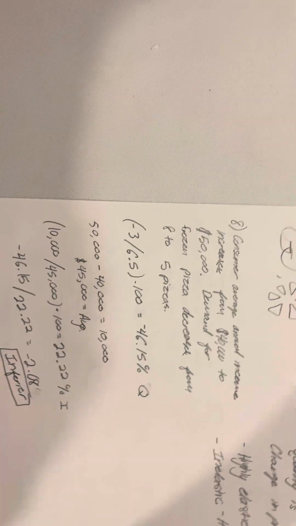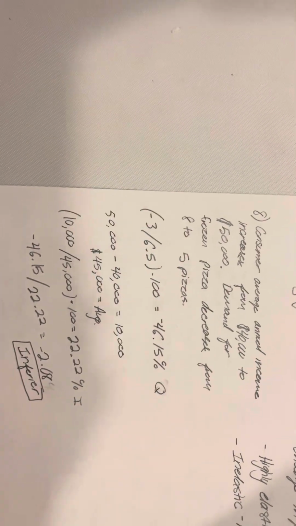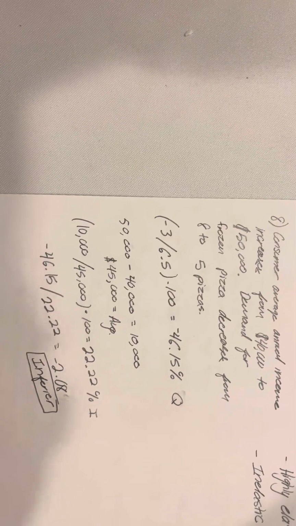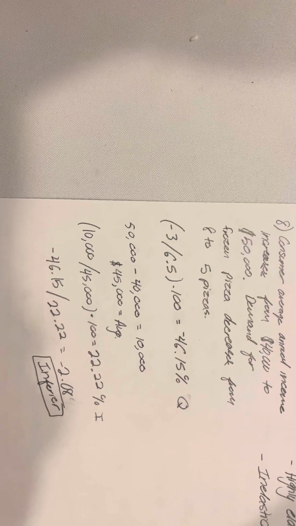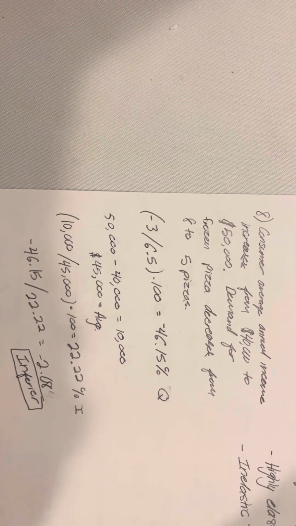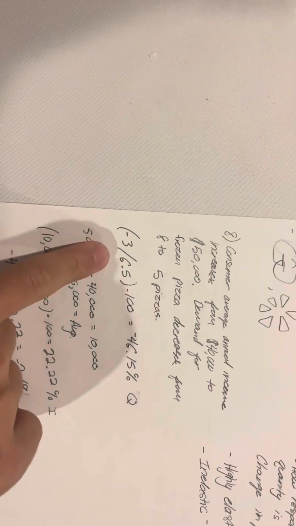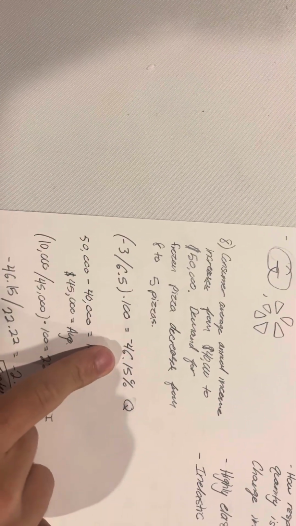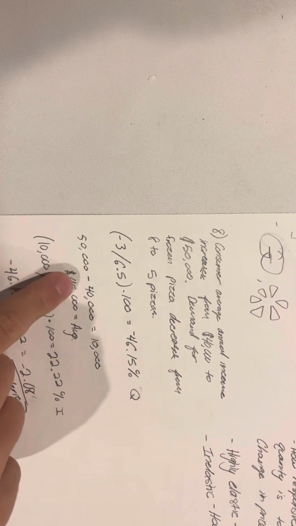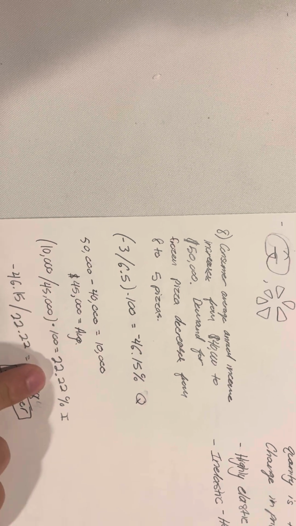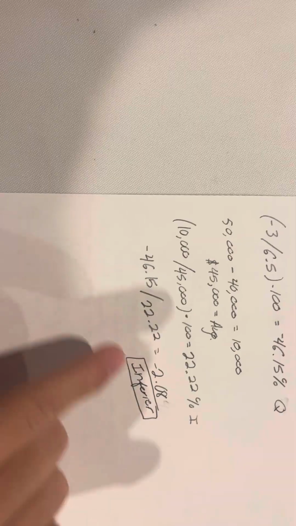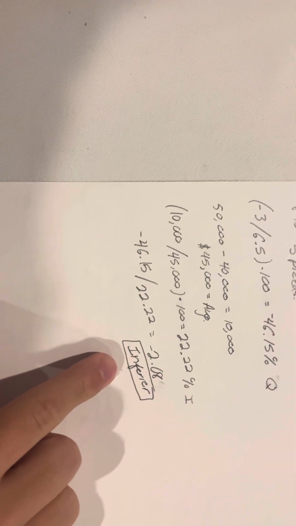So now let's look at a real life problem here. Consumer average annual income increases from $40,000 to $50,000. Demand for frozen pizza decreases from 8 to 5. So when income goes up, demand for pizza goes down. So if we do our math here, it leads to a negative 46.15% change in quantity, and income is a 22.22% increase. So if we divide these together, we get a negative number, negative 2.08, which leads to an inferior good.